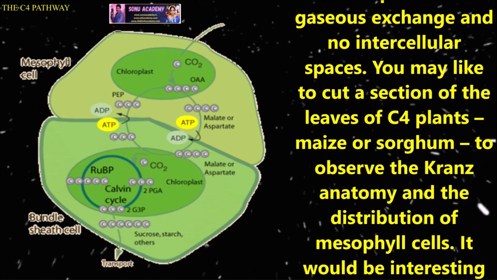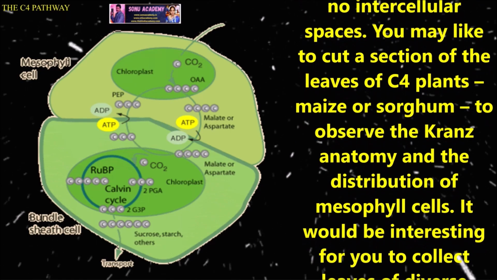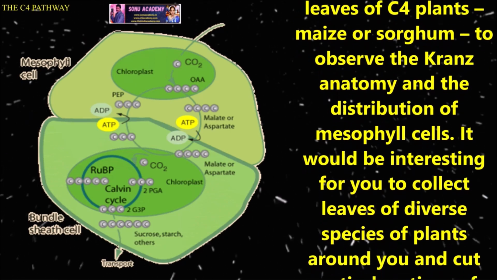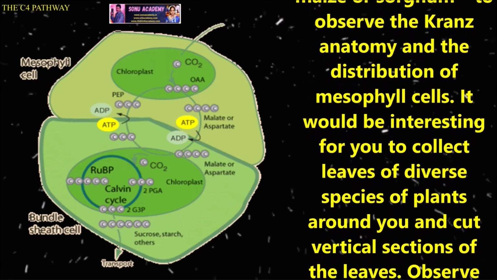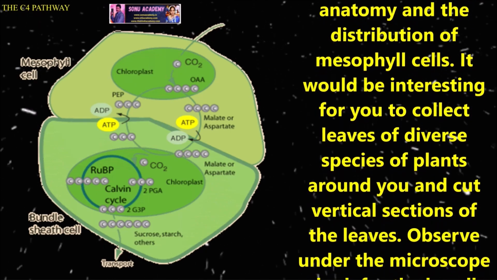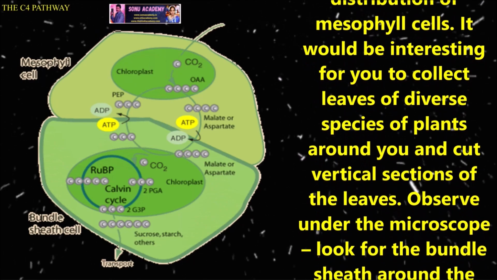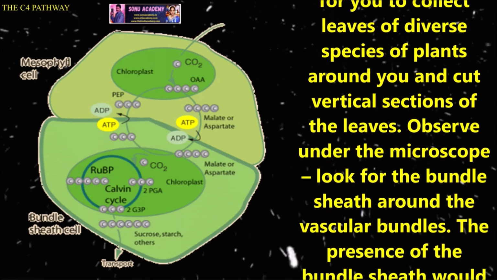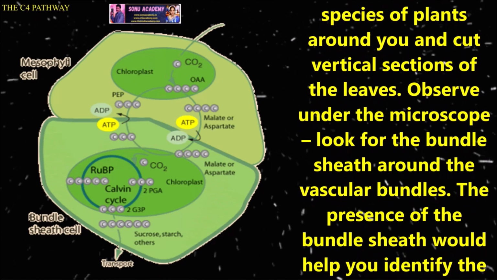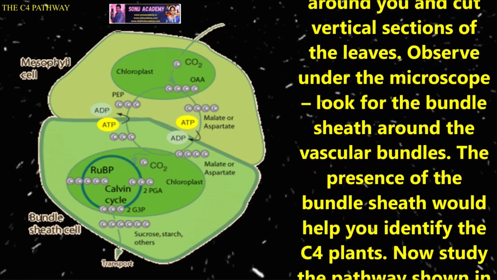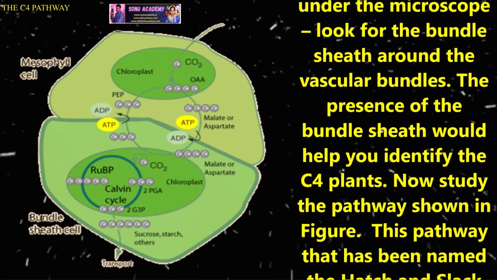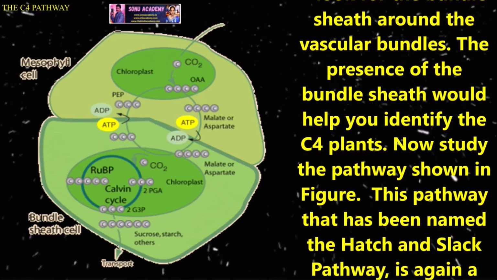You may like to cut a section of the leaf of C4 plants, maize or sorghum, to observe the Kranz anatomy and the distribution of mesophyll cells. It would be interesting for you to collect leaves of diverse species of plants around you and cut vertical sections of the leaves. Observe under the microscope, look for the bundle sheath around the vascular bundles. The presence of the bundle sheath would help you to identify the C4 plants.